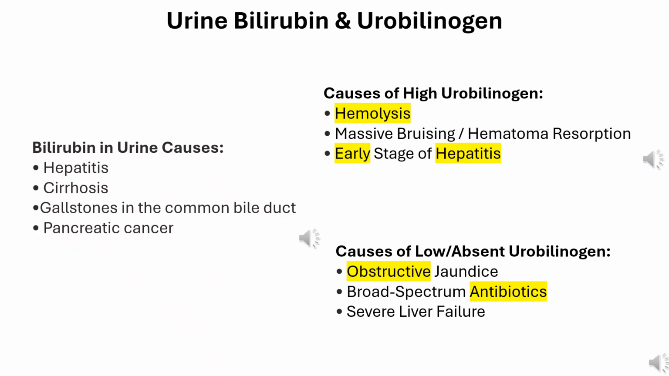Broad-spectrum antibiotics also cause it. These kill the gut bacteria responsible for converting bilirubin into urobilinogen. Severe liver failure: in this stage, the liver cannot excrete any bilirubin.